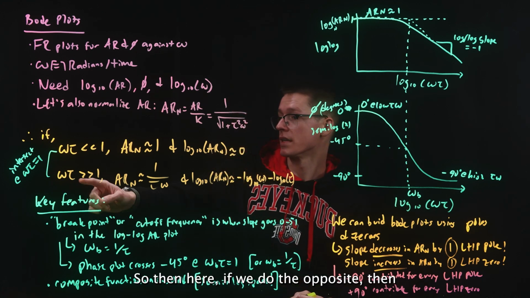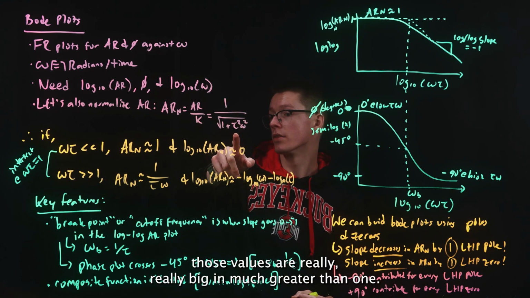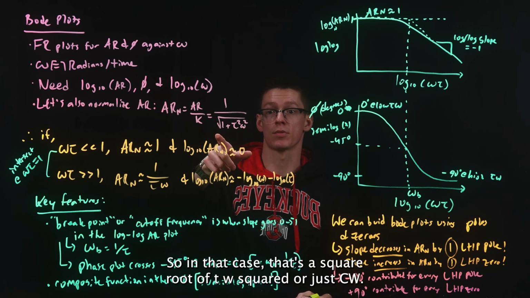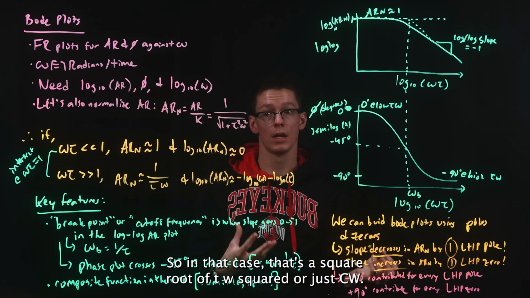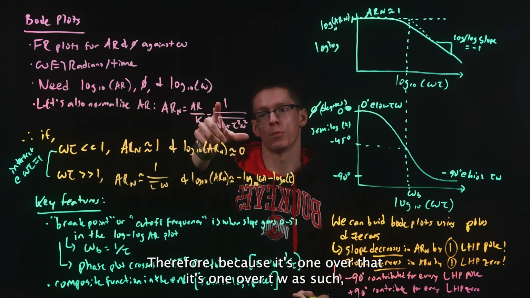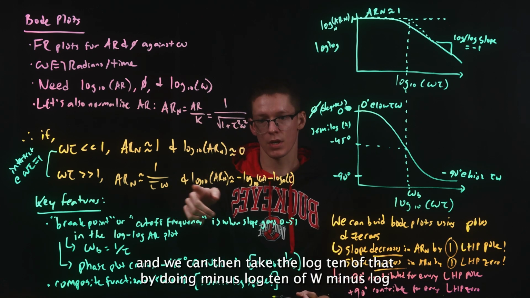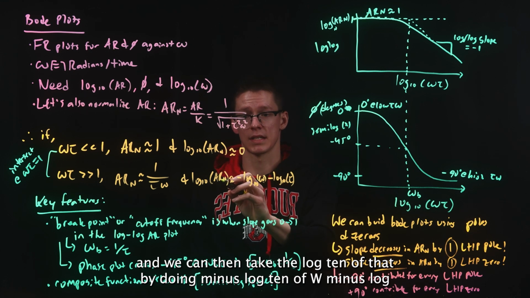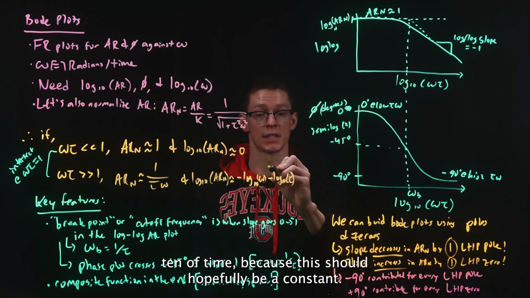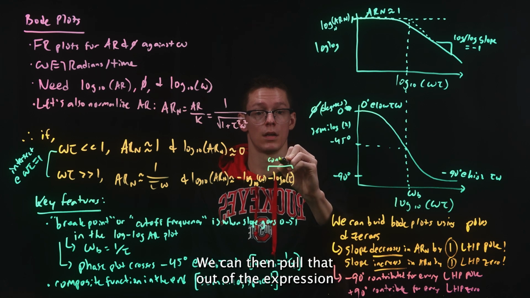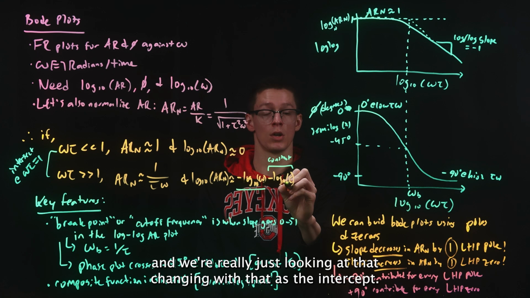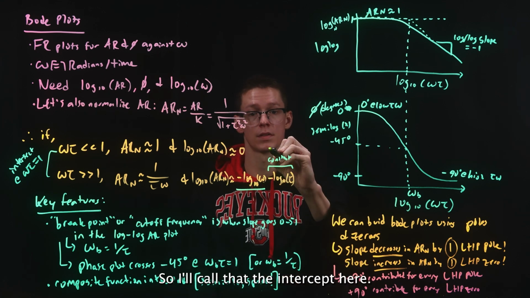Then if we do the opposite, those values are really, really big and much greater than 1. In that case, that's the square root of tau omega squared, or just tau omega. Therefore, because it's 1 over that, it's 1 over tau omega, and we can then take the log 10 of that by doing minus log 10 of omega minus log 10 of tau. Because tau should hopefully be a constant, we can pull that out of the expression, and we're really just looking at that changing with that as the intercept. I'll call that the intercept here.